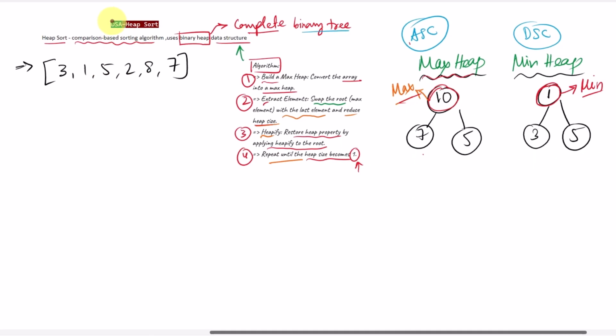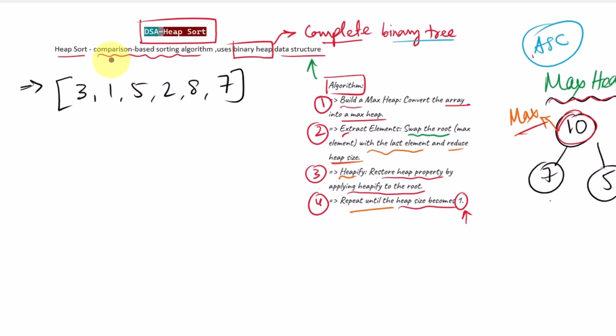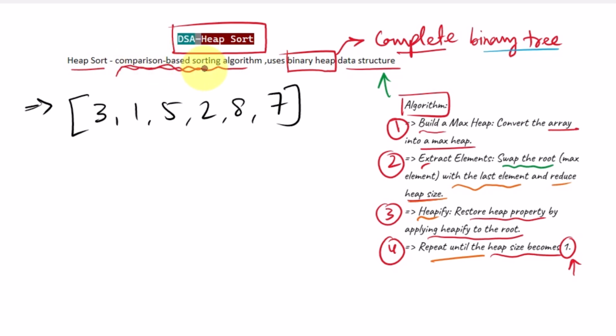So let's just see how the heap sort code works in detail. As we know, heap sort is a comparison-based sorting algorithm. Here it uses the binary heap, which is basically a complete binary tree. So suppose we wanted to sort these array elements.